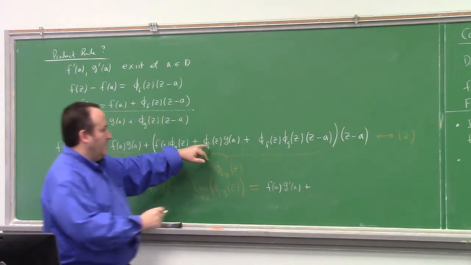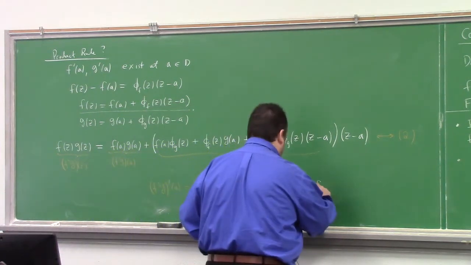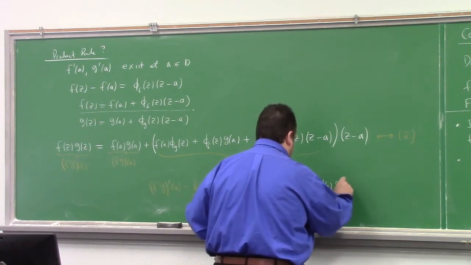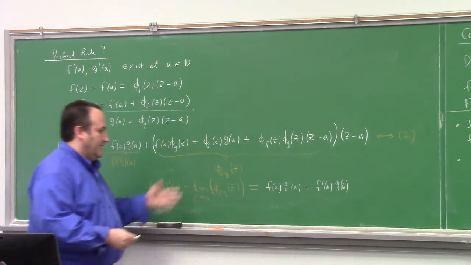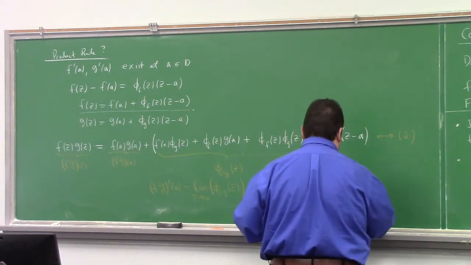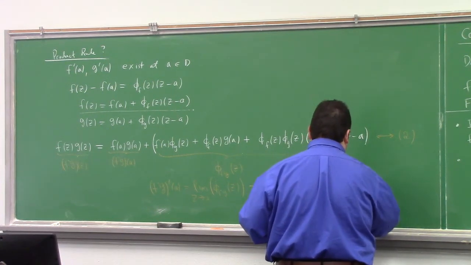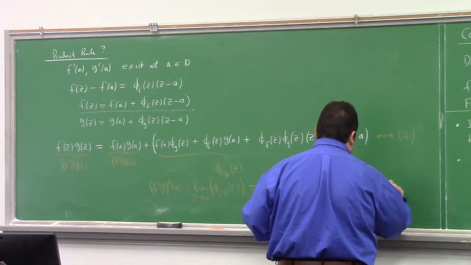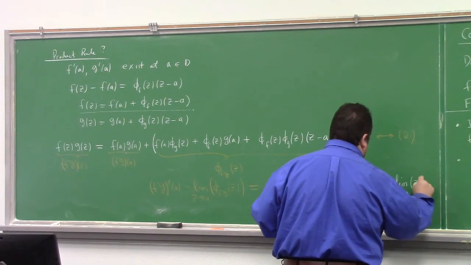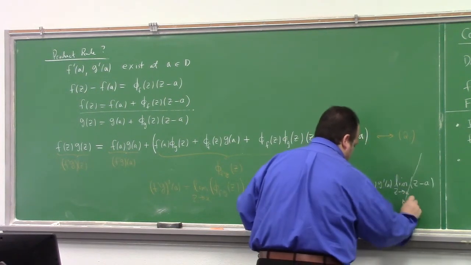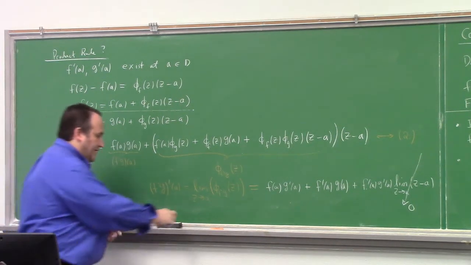And then f prime of a from that one, times g of a. And then plus 0. Because the last piece goes to f prime of a, g prime of a, and then you're multiplying by the limit as z goes to a of z minus a. But that, my friends, is exactly 0. So what do you have? You have the product rule.